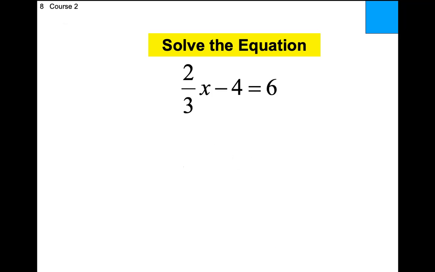All right. And then the last one we'll look at is the ones with fractions. These are the ones that you claim are the hard ones. All right. What am I going to get rid of? The 2/3 or the 4? 4. So how do you get rid of it? Add 4 to both sides. All right, well, let's add 4 to both sides. 2/3 x. Okay, let everybody else catch up. 6 plus 4 is 10.